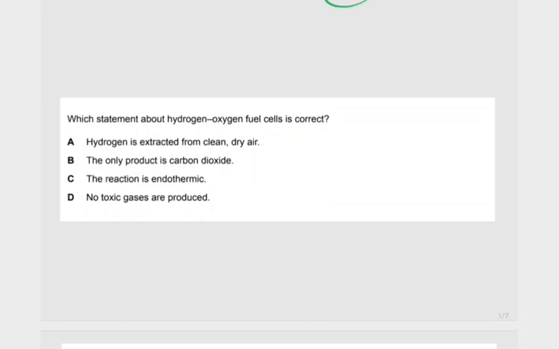Which statement about hydrogen oxygen fuel cells is correct? Hydrogen is extracted from clean air. No, actually oxygen is extracted from clean dry air, not hydrogen. The only product is carbon dioxide. Carbon dioxide is not produced in a hydrogen oxygen fuel cell. It's water that's being produced. The reaction is endothermic. No, a fuel cell should not make an endothermic reaction. Fuels should produce heat, so that should be an exothermic reaction. No toxic gases are produced, which is right, because the only product is water vapor.